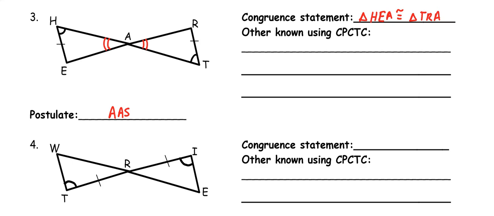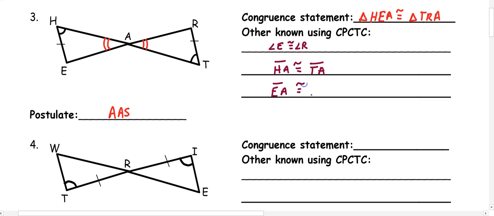What other pieces are known to be congruent? So what else did we not mark? We didn't mark that E is now congruent to R. HA, which is the first and last letter of the first triangle, is congruent to TA, and EA, the second and third letter, are congruent to RA.